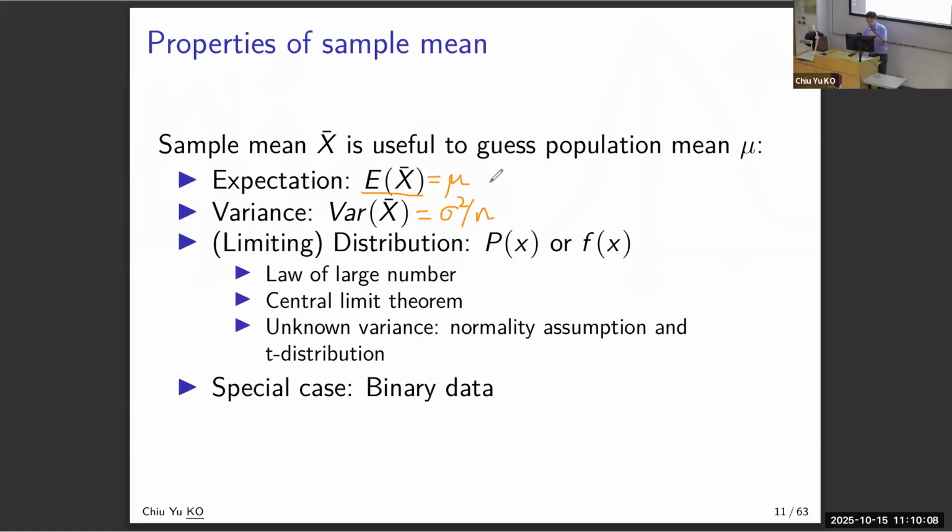Okay, these two are nothing new. The first one comes from the common idea of linear property of expectation, because each one has the mean mu, so the average of each observation with mean mu will be the same as mu. The second one comes from independence, right? Each observation has a variance of sigma square.